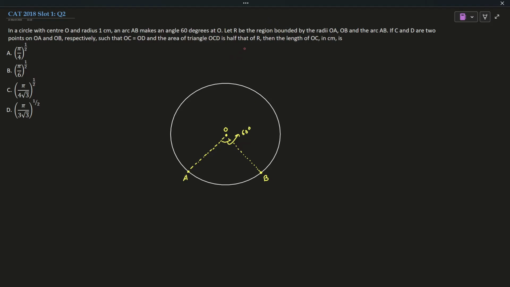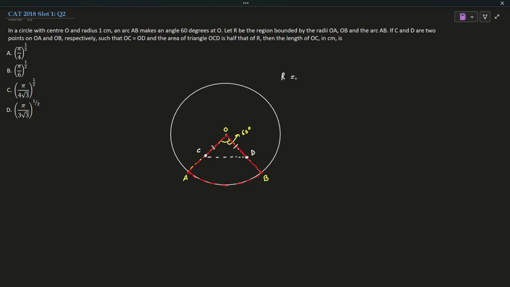Let R be the region bounded by the radii OA, this is the radius OA, radius OB, and the arc AB. Basically this is the region R, or basically this is the area of the sector. If C and D are points on OA and OB respectively, so let's say this is C, such that OC and OD are equal. Let me join this. Area of triangle OCD is half that of R.